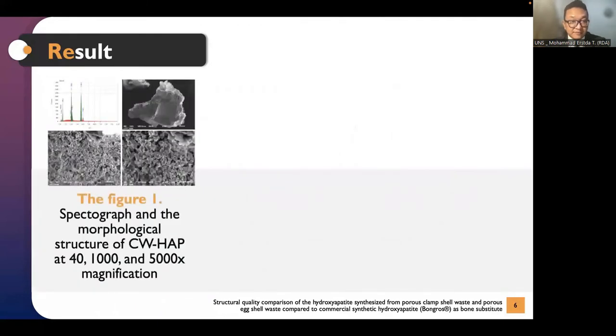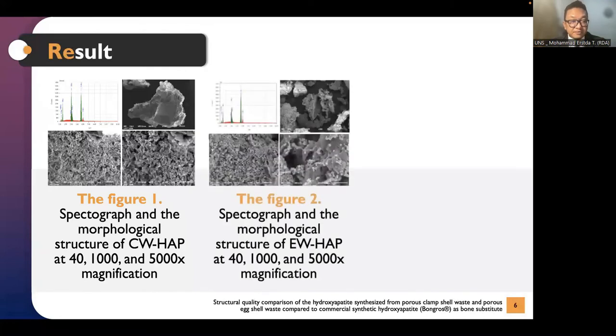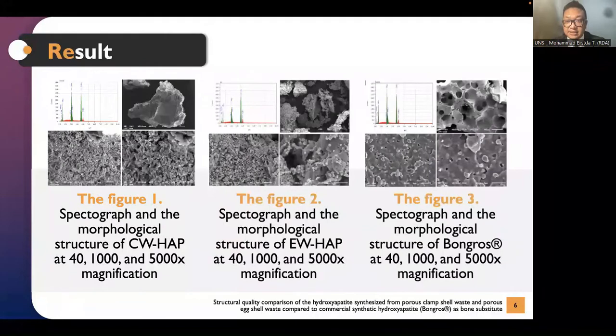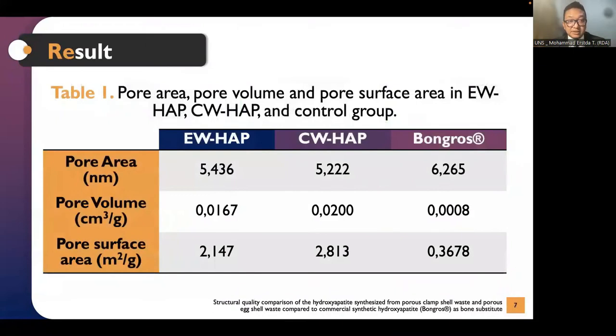This is the result for figure 1, the spectrograph and the morphological structure of CWHA at 40, 1000, and 5000 magnification. Figure 2 is from the egg shell waste hydroxyapatite. Then figure 3 is the control of the experiment, Pongros, at 40, 1000, and 5000 magnification. For the results, this is the pore area, pore volume, and pore surface area in the three groups, the EWHA, CWHA, and the control group of Pongros. We can see there's no significant difference between them.